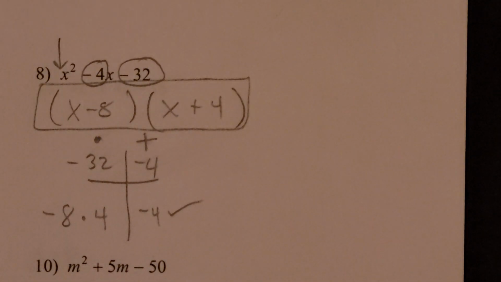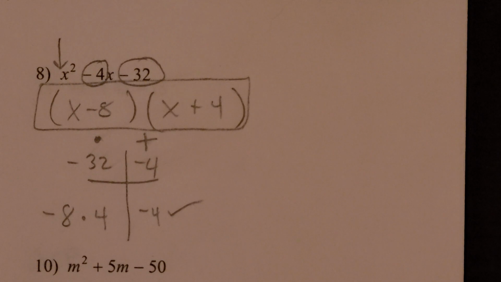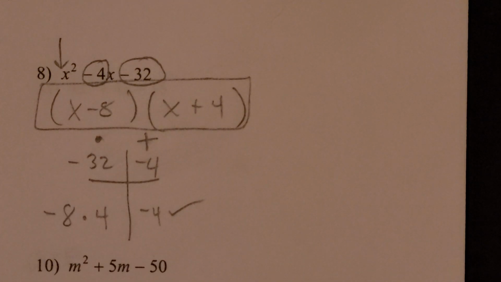You can, if you want to double check, go back and multiply these 2 things out. You can use FOIL, you can use the box method, or you can use the distributive property. But if you multiply these two things out, you will get back x squared minus 4x minus 32.